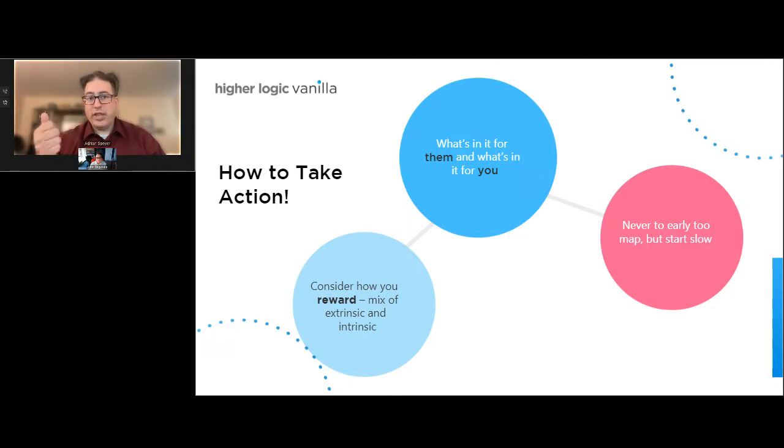And so you also want to think about what's in it for them and what's in it for you. You have to balance the two. If you're just doing what's in it for you, it won't work out for you. And then finally, it's never too early to map, but start slow. What does that mean? It means identifying your potential advocates and understanding their needs and wants before creating a full-blown program, to see what attracts them most. And it's okay not to have a loyalty program on day one, but you should start right away curating that group and identifying those individuals.